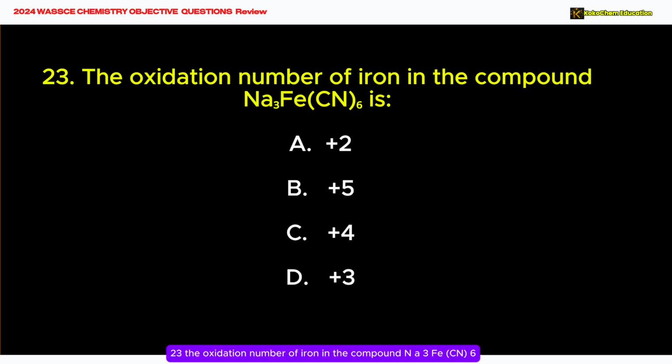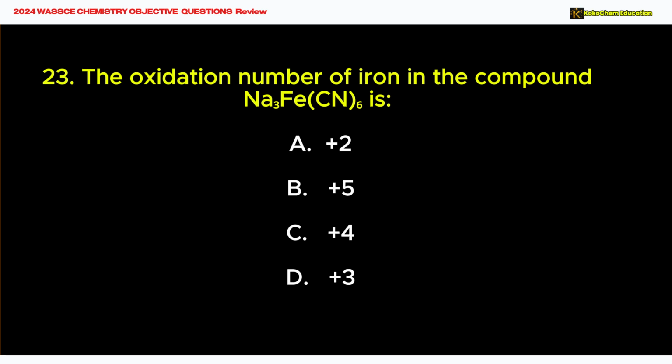23. The oxidation number of iron in the compound Na3Fe(CN)6 is A. 2+, B. 5+, C. 4+, D. 3+.